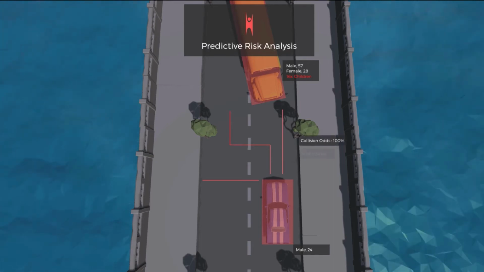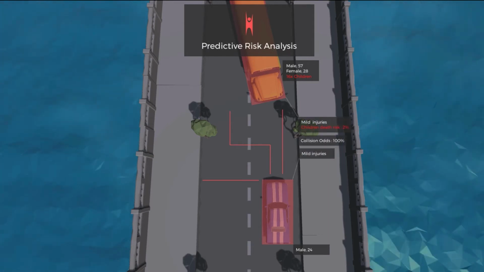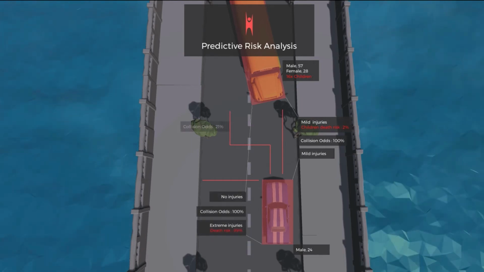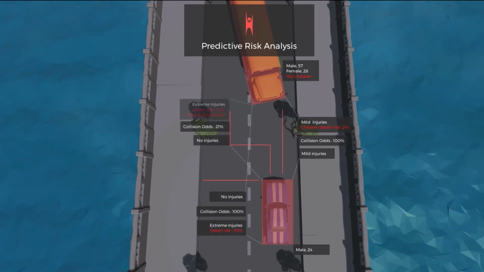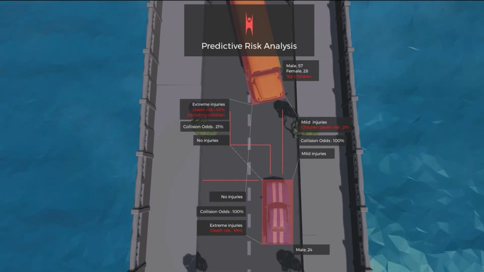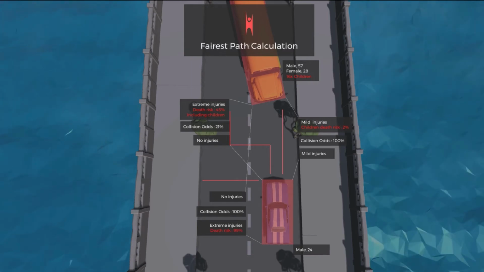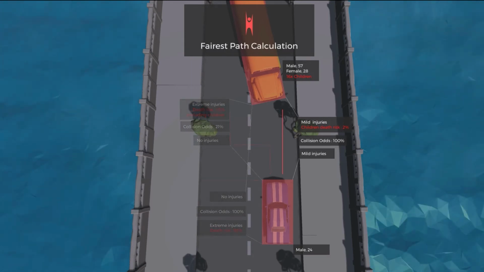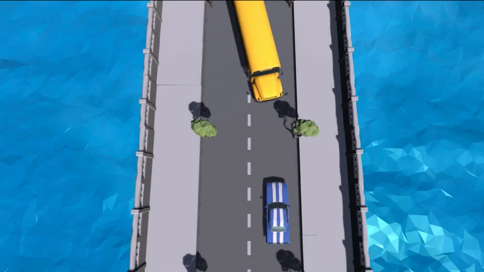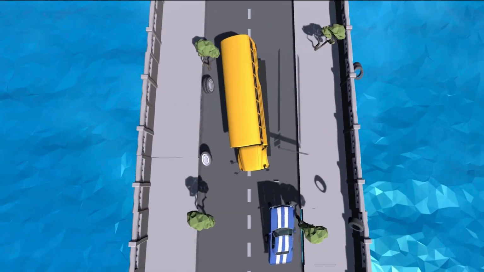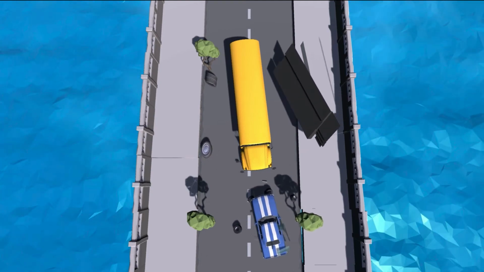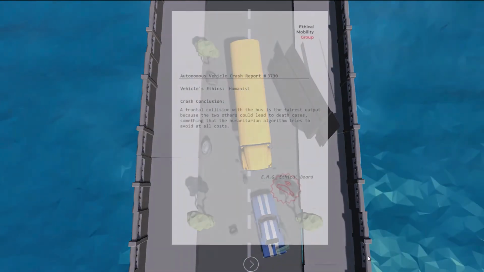It finds 3 different paths and calculates collision odds and injuries that might result for children and adults on each different path, talked about as predictive risk analysis. You might ask, what data is informing this predictive analysis? Probably a good question. It calculates, of course, extreme injuries, how many deaths would be involved on each path. It makes a fairest path calculation, and that's the result. So in this case, the humanist algorithm took the car head-on into the bus.